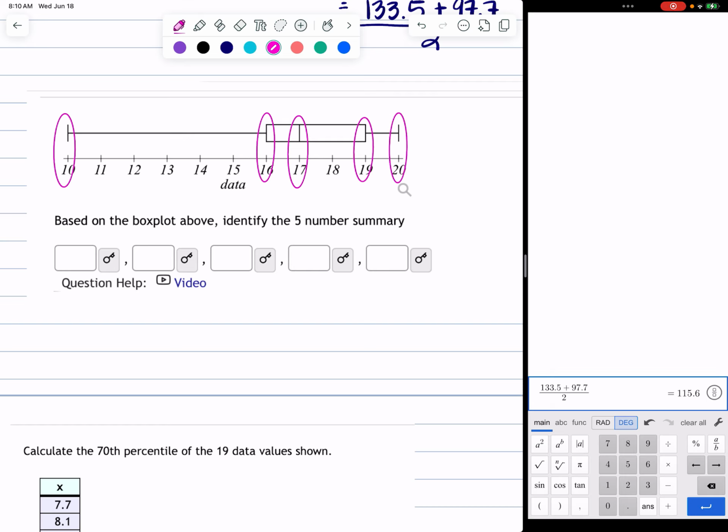So my minimum value is 10. Q1 is 16. The median is 17. Q3 is 19. Max is 20. Don't change the order. Don't put new numbers in there. Match the numbers that have lines with them and put them in the box.